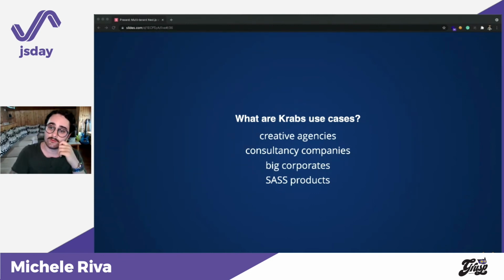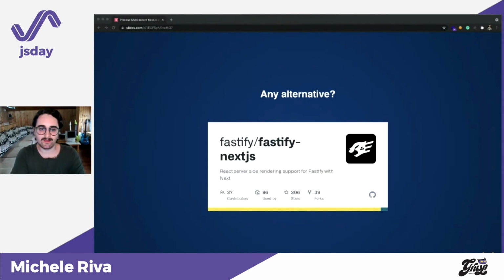But for now, we've only seen Express.js. Is there any good alternative? Yeah, there is. There is Fastify, which is the future of Node.js web servers, in my opinion, again. We can do multi-tenancy with Fastify and Next.js, of course. Let me show you.